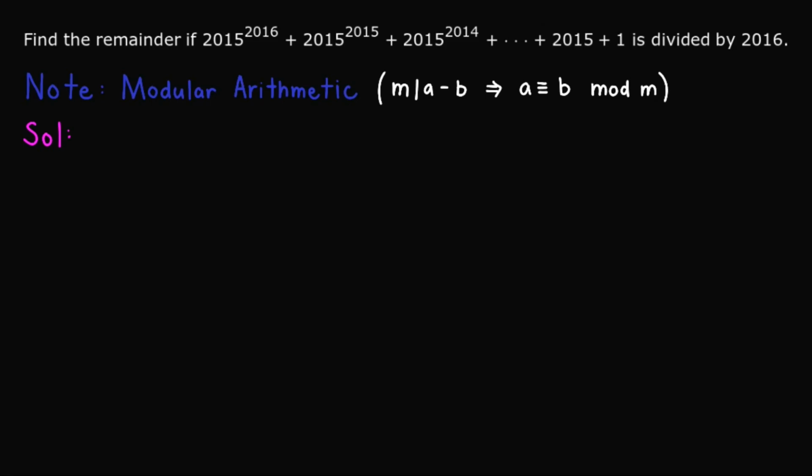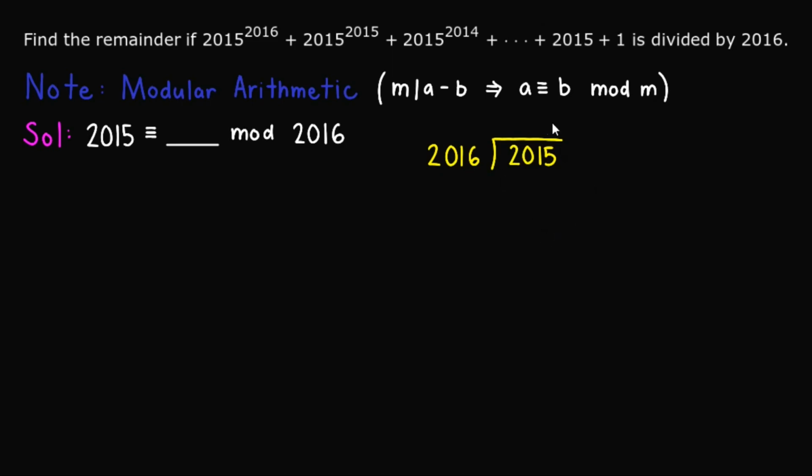So let's now start. First thing to do is let's inspect what happens when we divide 2015 by 2016. So we have 2015 is congruent to blank modulo 2016. Let's find the remainder. We know that the largest possible number that we can put here is just 0 since 2015 is smaller than 2016. So 2016 times 0 will be 0, subtract these two, and we get 2015. So 2015 is the remainder. So we plug it in here.